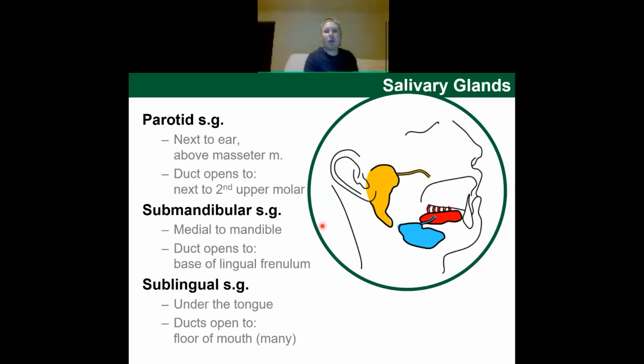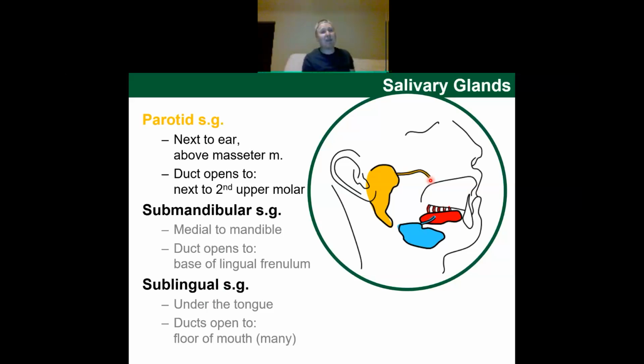And I want to start with this one here. And this one is known as parotid gland. So parotid salivary gland is located here next to the ear, slightly above the masseter, if you studied the muscles of mastication really well. And you'll notice that it has a duct, and this duct opens up next to the second molar on the upper jaw. Parotid salivary gland is probably the largest out of these 3. You've got one on each side.